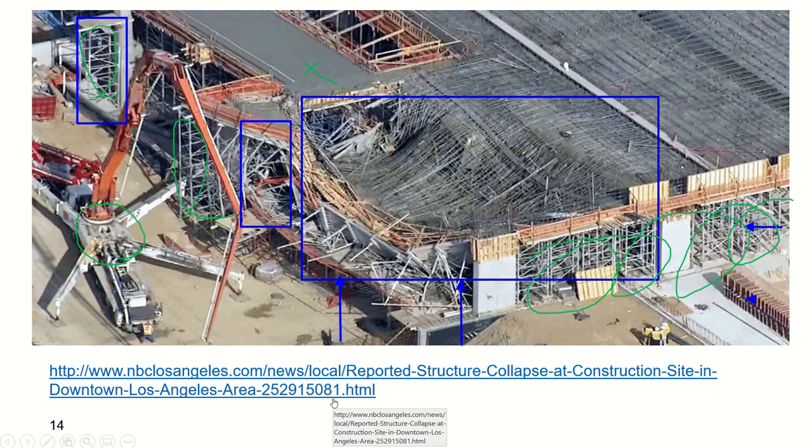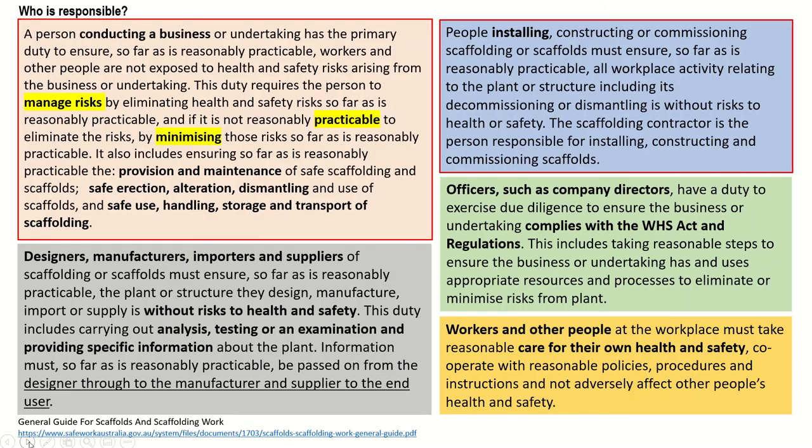So as you can see, the building, the temporary structures and also the permanent structure are significantly damaged. But the question is, who is responsible for that kind of collapse? Safe Work Australia provided a useful guide for scaffolding work, and it clarifies that all the people involved in this process are responsible.